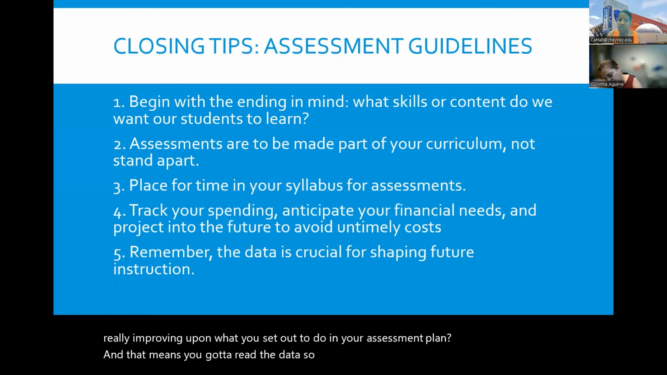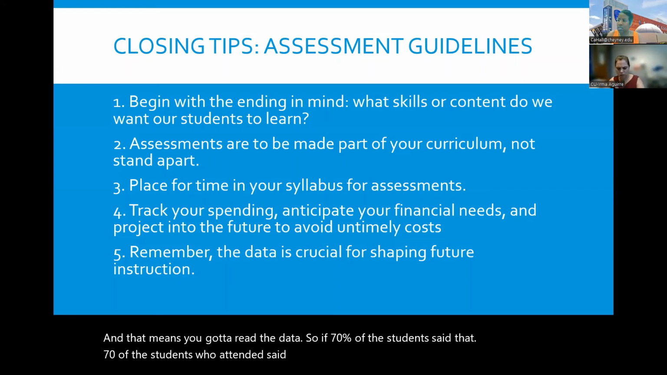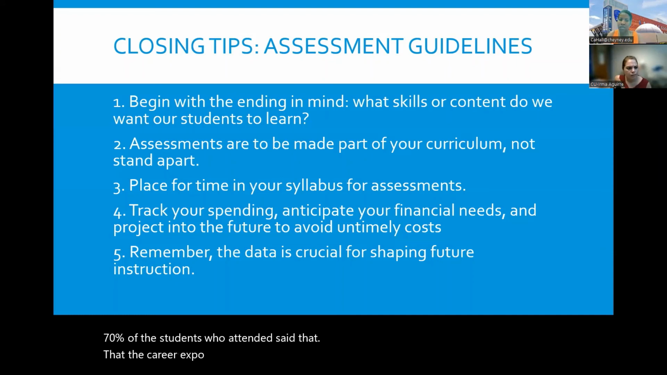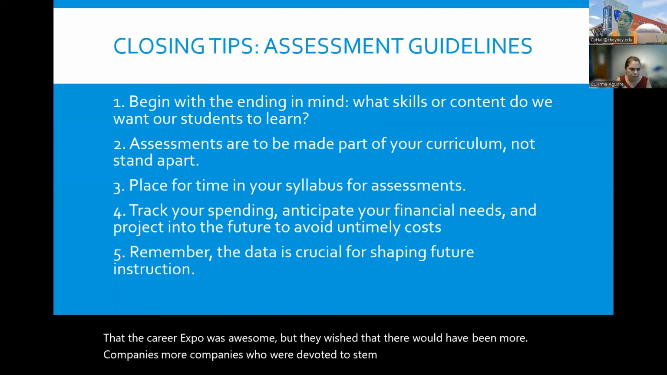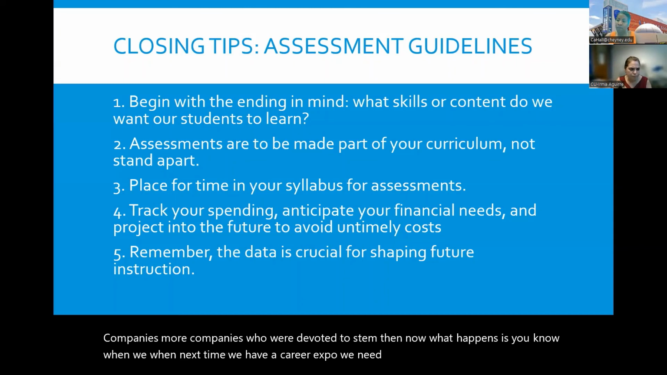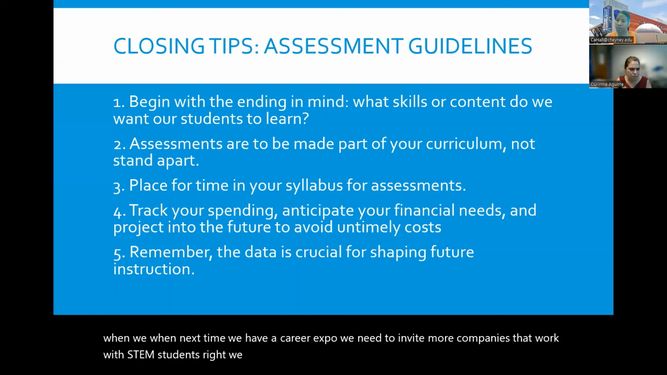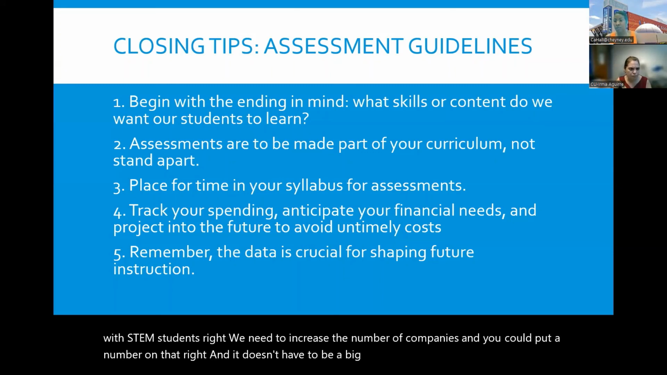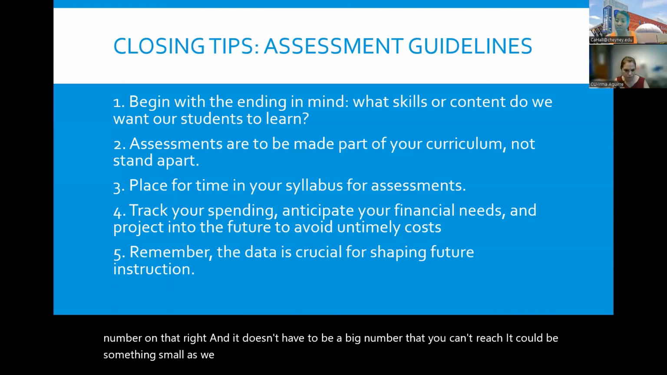So if 70% of the students who attended said that the Career Expo was awesome, but they wish that there would have been more companies devoted to STEM, then now what happens is, next time we have a Career Expo, we need to invite more companies that work with STEM students. We need to increase the number of companies, and you could put a number on there, right? And it doesn't have to be a big number that you can't reach. It could be something as small as we want to improve that by 15%.